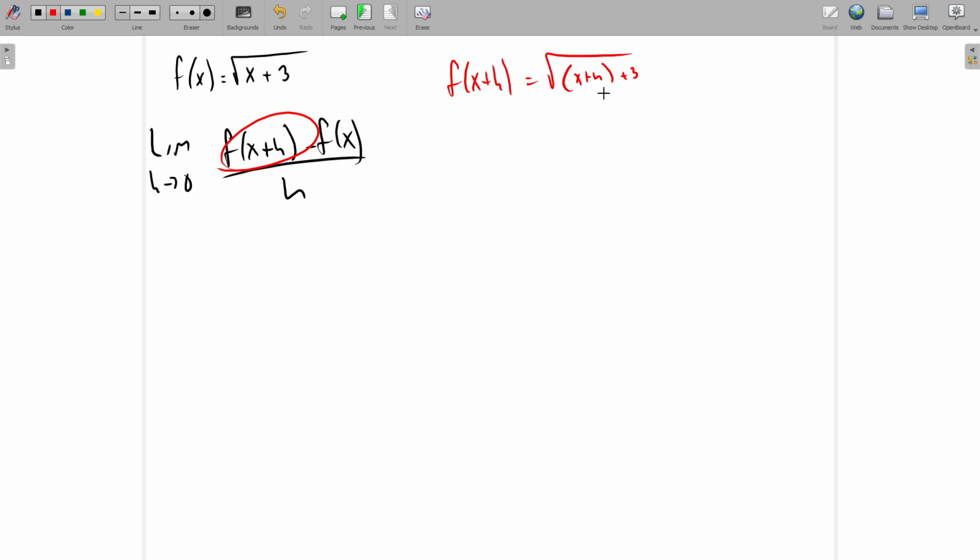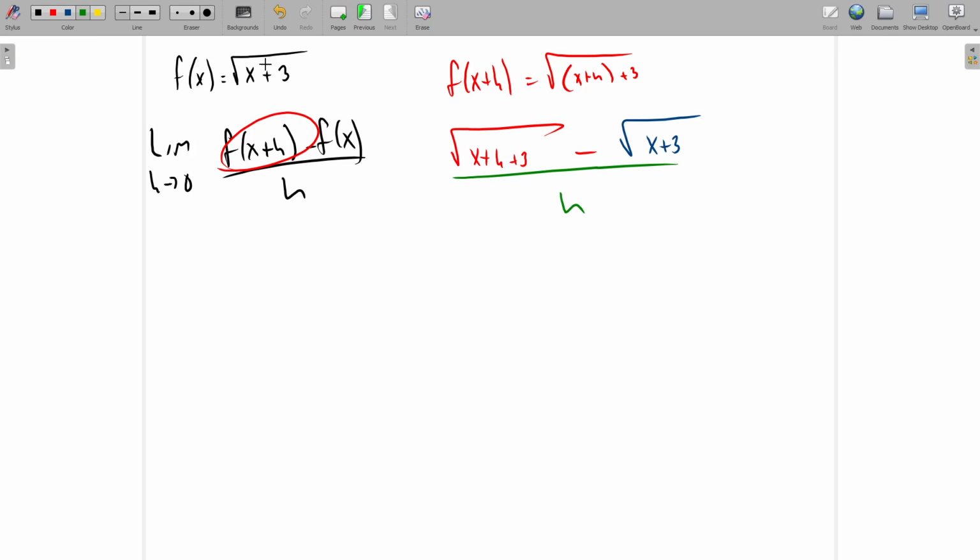All right, so I'm going to replace this f of x plus h in the formula with the square root of x plus h plus 3. Right, I have the square root of x plus h plus 3 minus f of x, and we know f of x is the square root of x plus 3, all over h. Now, because these are not the same things within the radicals, we can't combine them.